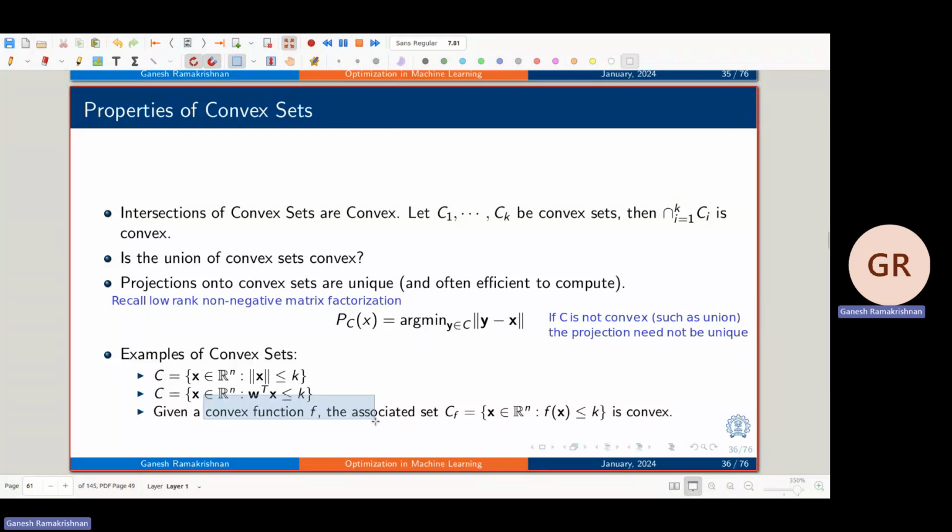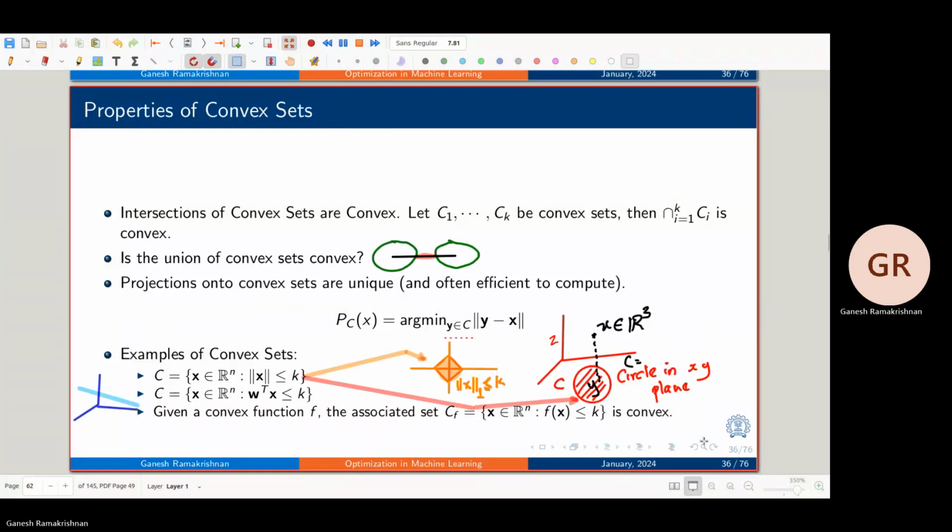Now, if we have a convex function, we'll talk about convex functions, which really are cup shaped, then it turns out that the associated set is also convex. Okay. But we'll just formally define convex functions a little later. Okay, so these are examples I showed you. Okay, union is not convex. We figured out the answer, and this is an example of one norm ball.